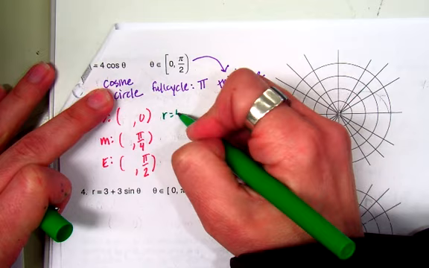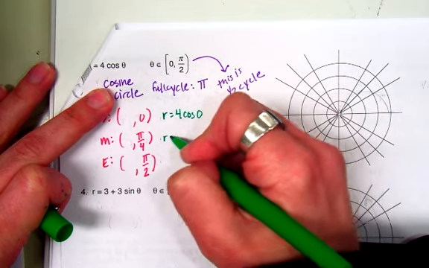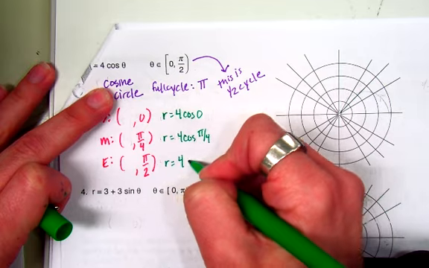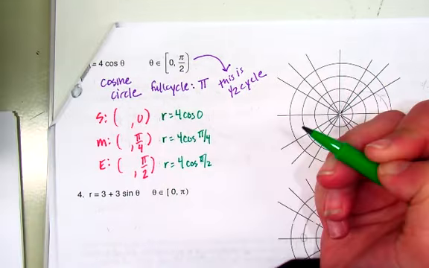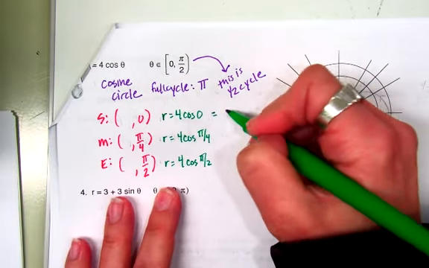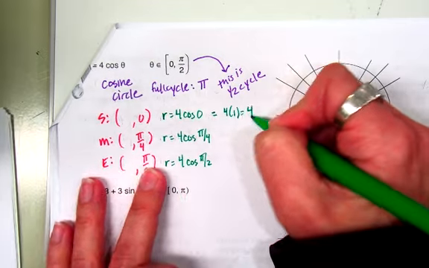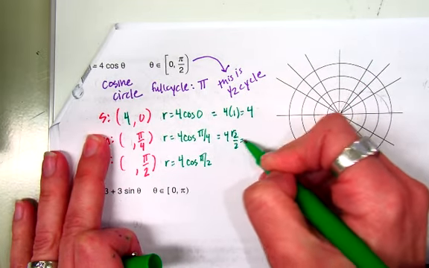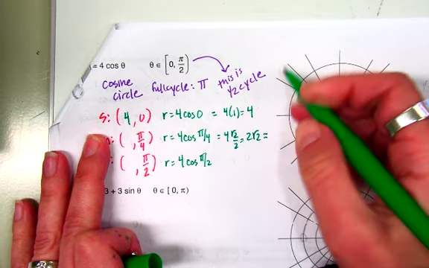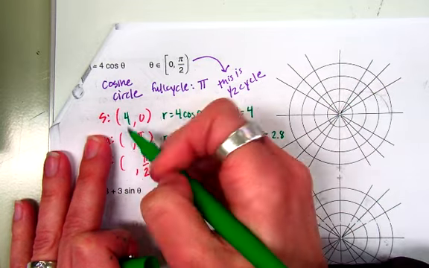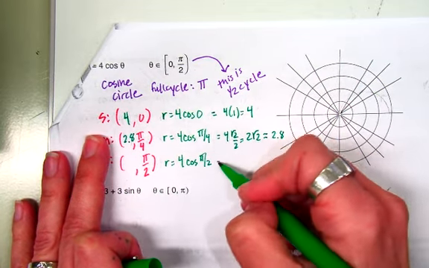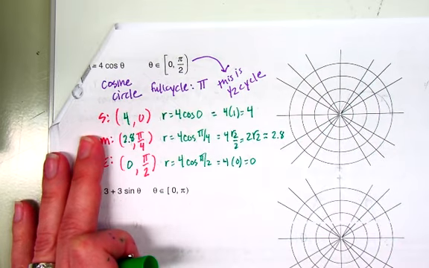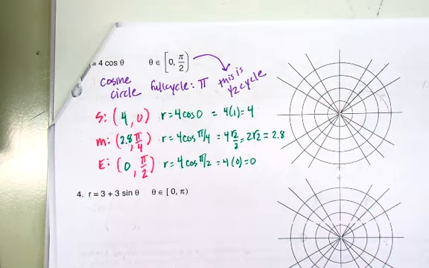r equals 4 cosine of 0, r equals 4 cosine of pi over 4, r equals 4 cosine of pi over 2. And you can obviously figure these out. That's 4 times 1, which is just 4. For this one, it's 4 times root 2 over 2, which is 2 root 2, approximately 2.8-ish. And this would be 4 times 0, which is just 0. And again, you can take your time and figure those out later.